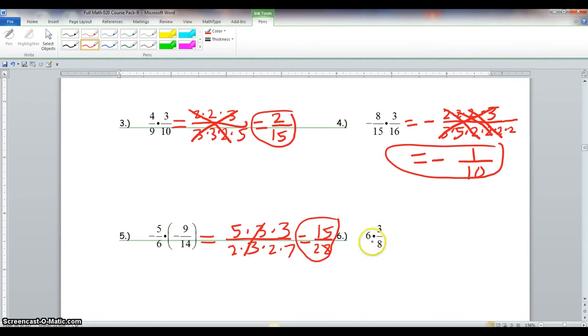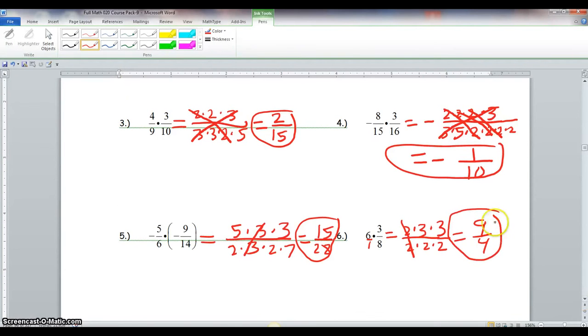Now we go here to number 6. Okay, we have 6 times 3/8. We could put that 6 over 1 to make that a fraction. So in our numerator, the prime factorization of 6 is 2 times 3. And then this 3 is already prime. In our denominator, we know the prime factorization of 8 is three 2's. So we only have one set of 2's in common. So our final answer is 9 over 4.